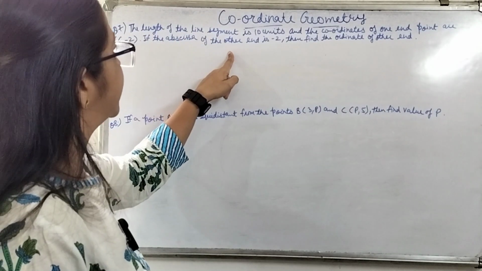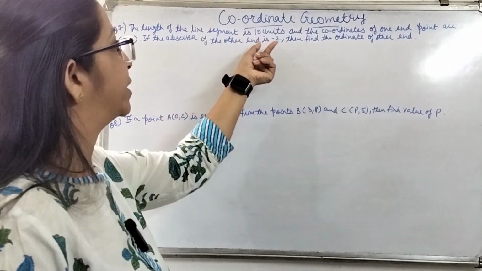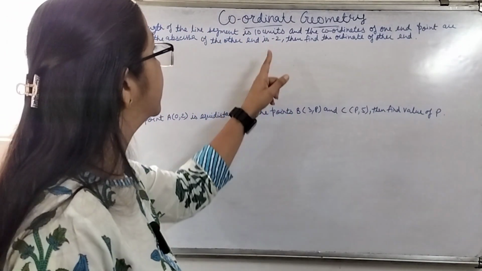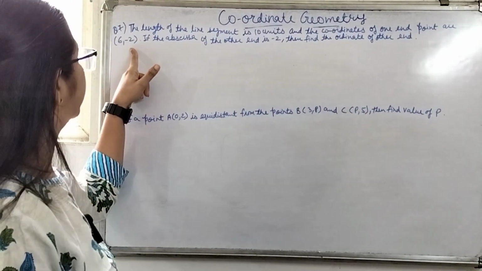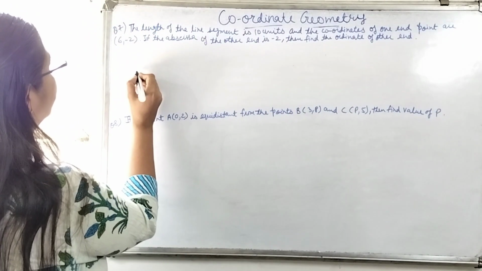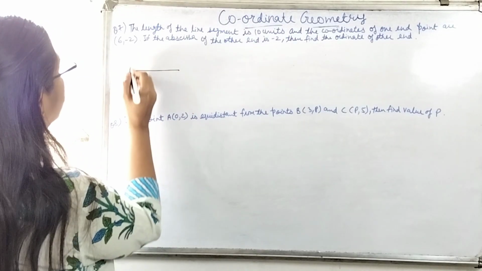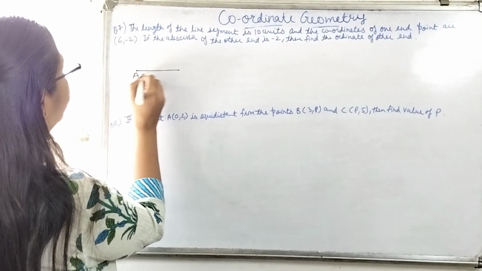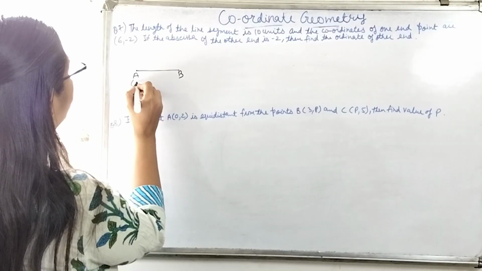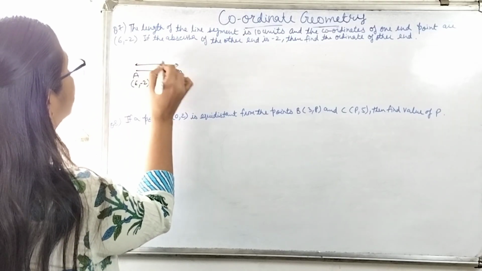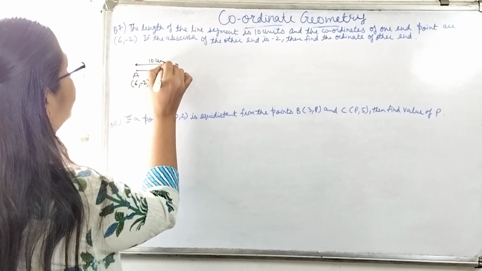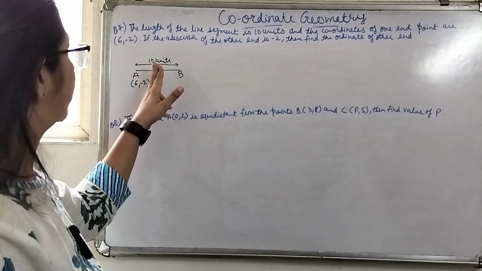The length of the line segment is 10 units. The length is already given to us. It is 10 units. And the coordinates of one endpoint are (6, minus 2). That means if there is a line segment, one of the points, suppose it is A and this is B, the coordinate of point A is given to us as (6, minus 2). And this length is given to us as 10 units. The distance between A and B is 10 units.